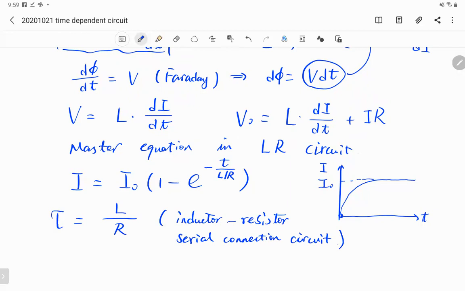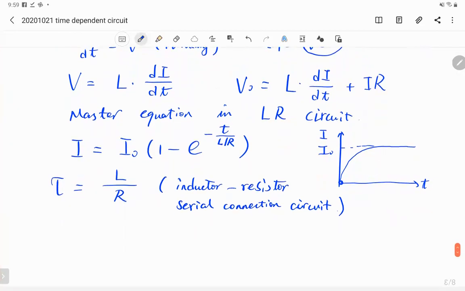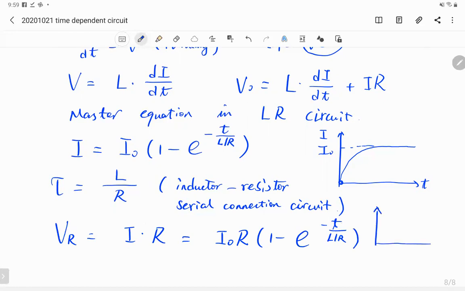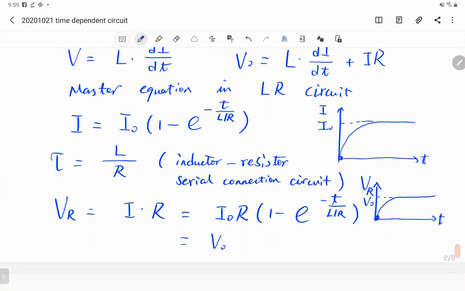Okay. So if we want to know the voltage on the resistor, that will be the current in the circuit times the resistance. So that will be I_0 R times 1 minus exponential of t over L over R. And this is also an increasing curve. Voltage at the beginning is zero and then it goes to maximum. And the maximum is actually the battery's voltage. Sorry, the battery voltage. So that will be V_0 times 1 minus exponential of t over L over R.